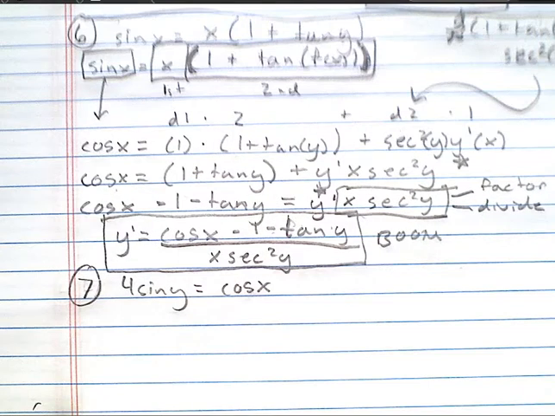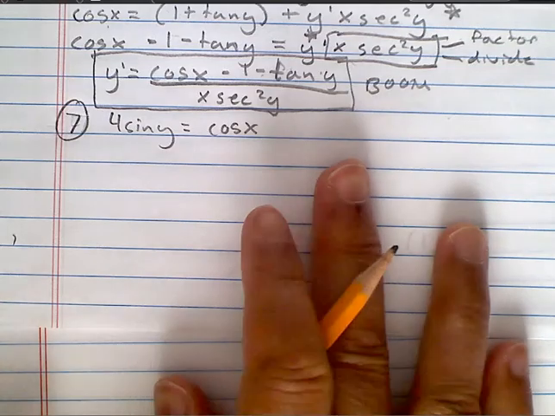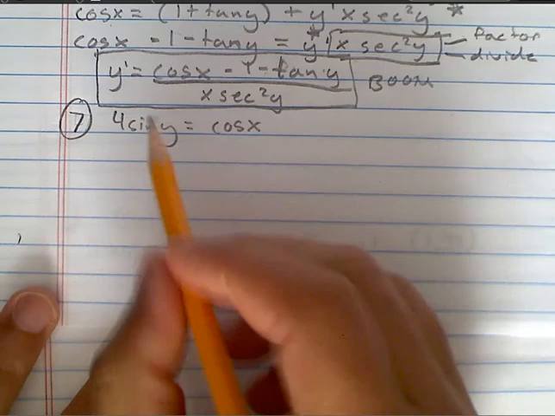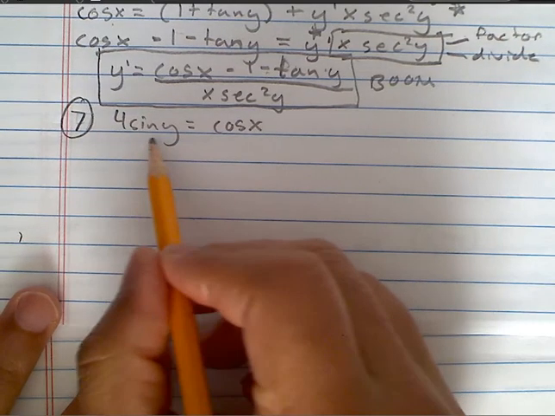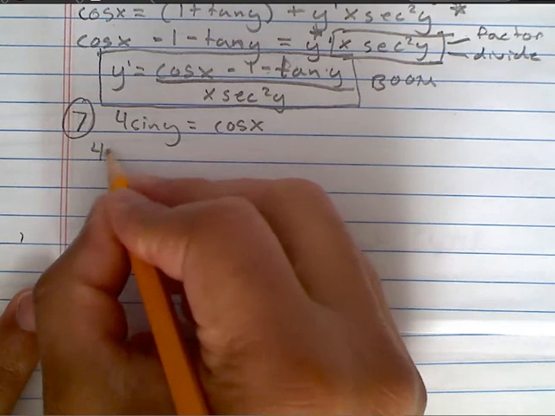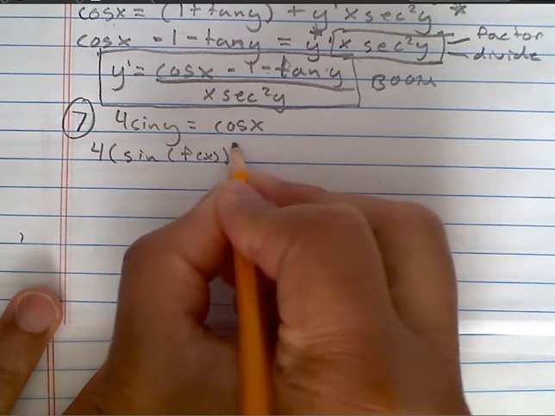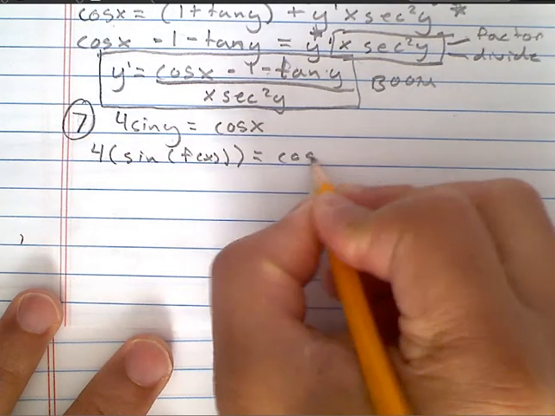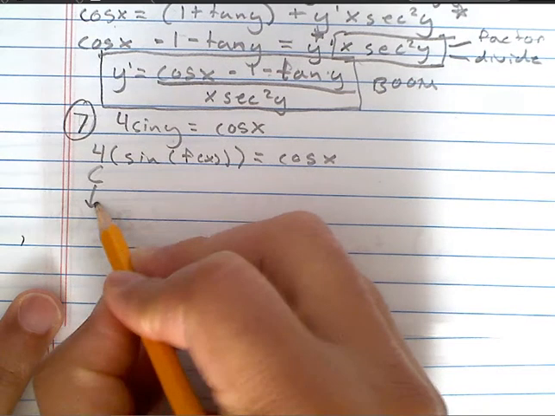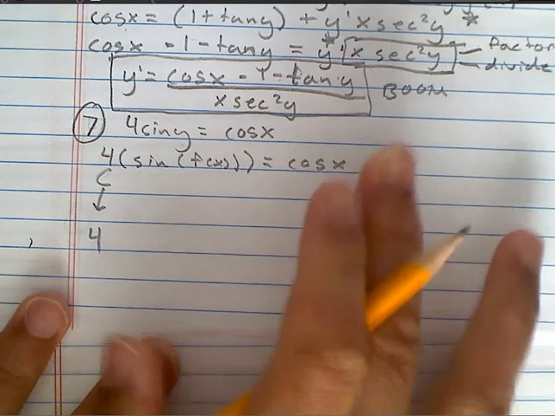Alright, so here we go. This next one seems pretty easy, but let's break it down. First, I think it needs to be written nicely with your 4 sine f of x equals cosine x. Let's break down the parts. This is a multiplying constant. It's just going to come down in your answer. Okay? Sorry, this is crooked.